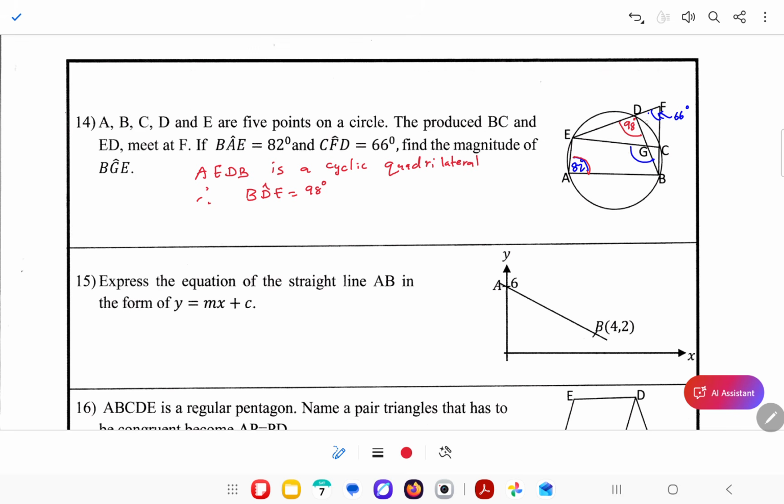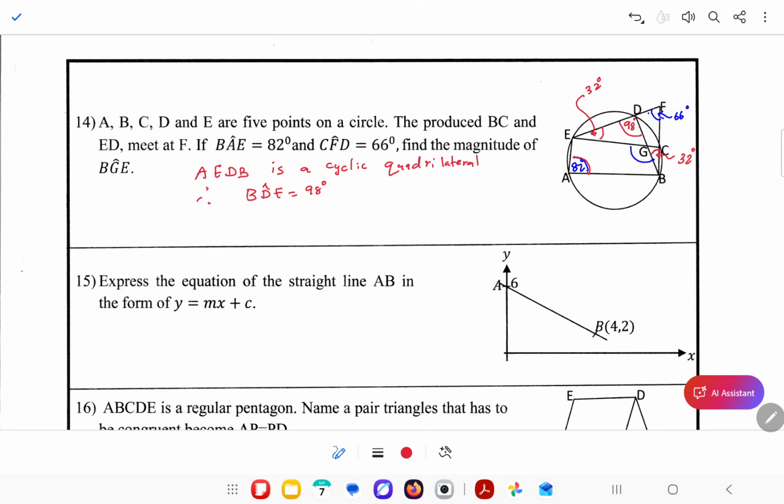Then we know this angle has to be what? 66 plus this angle has to be equal to 98, because the external angle has to match the sum of the two opposite internal angles in a triangle. So 66 plus 32, right? So this is that. Then this angle is also 32.